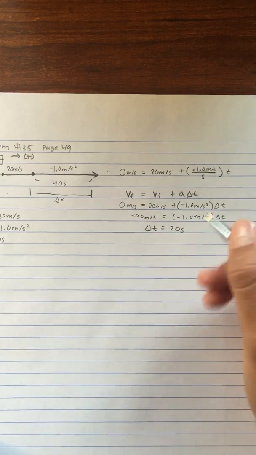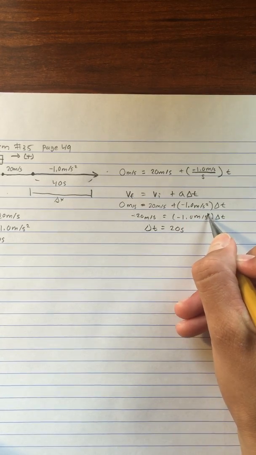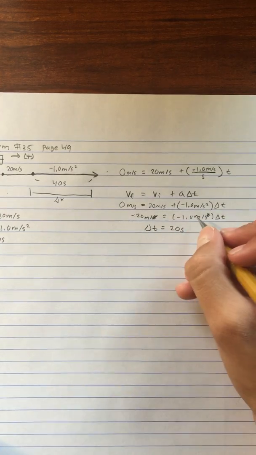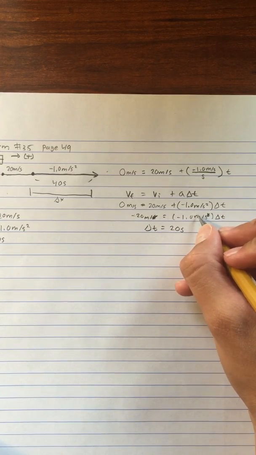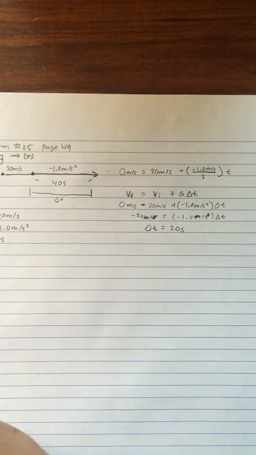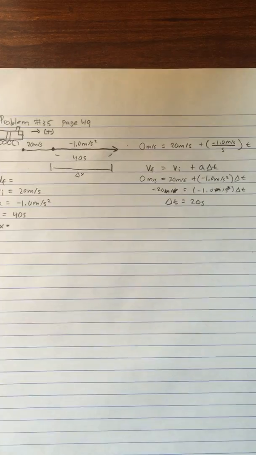Because this is meters per second squared, one of these seconds cancels with that second. When you divide, reciprocal of the units, and our meters would cancel as well. Negative divided by negative makes a positive, 20 seconds.